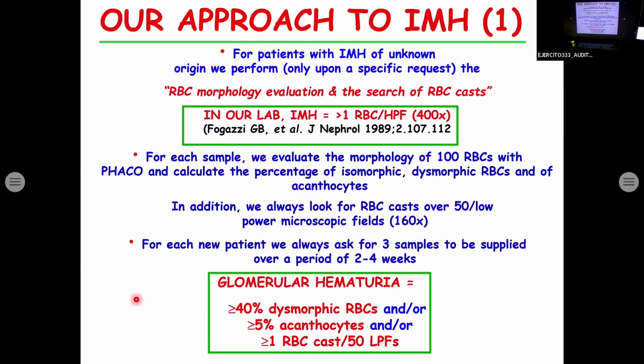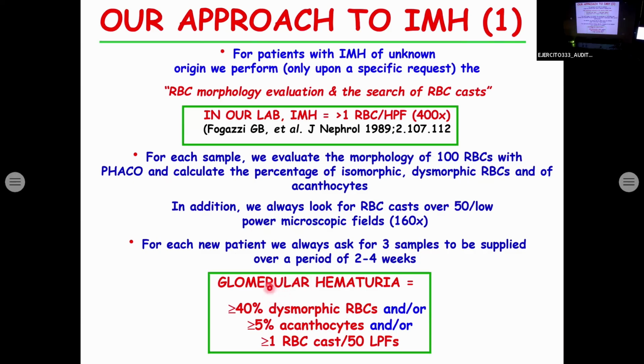For each new patient, we always ask for 3 samples to be supplied over a period of 2 to 4 weeks. Why 3 samples? Because we want to be sure that the hematuria found the first time is confirmed in the following samples, and to see if what we defined as isomorphic or dysmorphic is still isomorphic or dysmorphic in the 2 following samples.